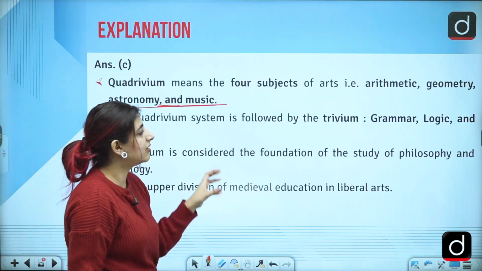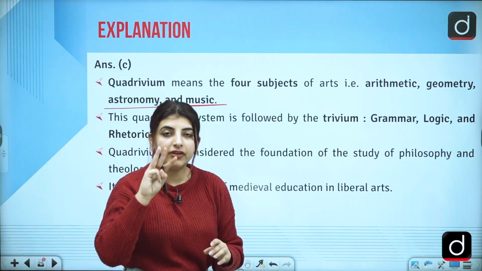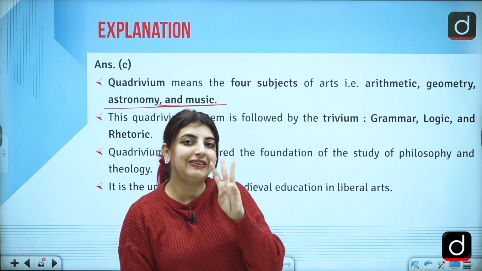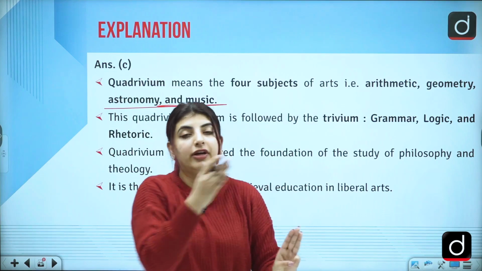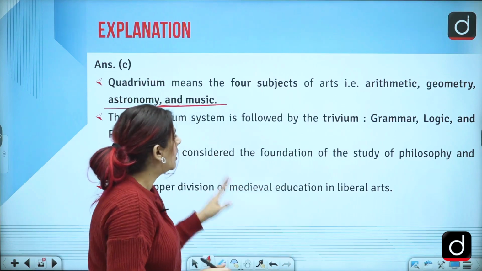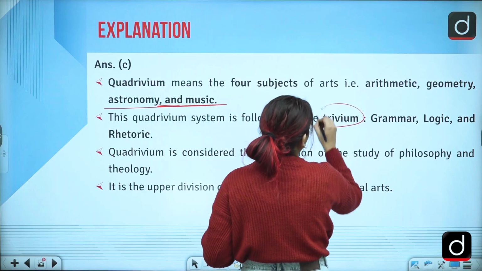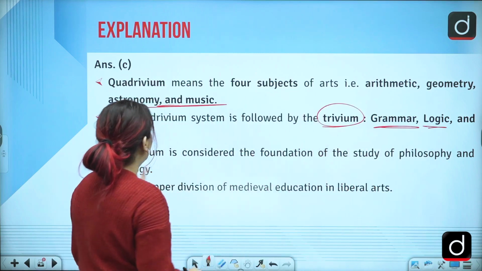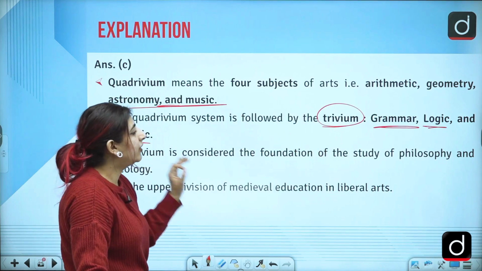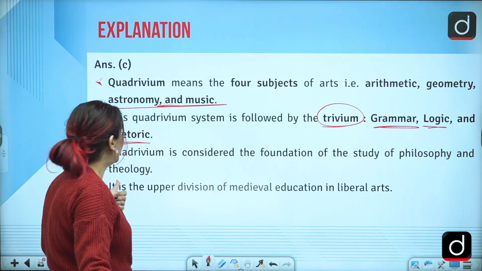This quadrivium system is preceded by the trivium. Trivium is three, so three subjects were taught in the trivium, but in the quadrivium four subjects were taught. So this would have been the question. In the trivium, grammar, logic and rhetoric were taught. Quadrivium is considered the foundation of the study of philosophy and theology.